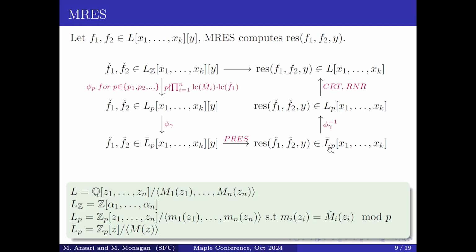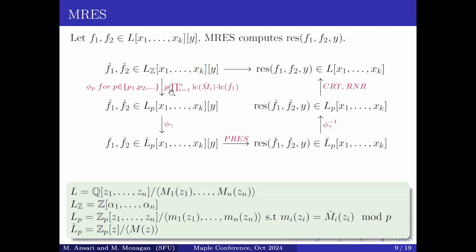After computing the resultant, it's time to undo what we have done so far. So we call phi gamma inverse to map the resultant over LP bar, which is this single extension quotient ring, into its corresponding polynomial over LP. And then we need to reconstruct the rational coefficients of the resultant. So we call the Chinese remainder theorem and rational number reconstruction to get the resultant.